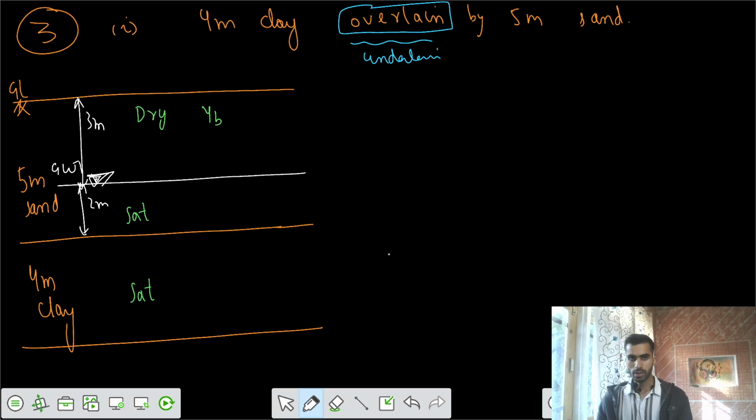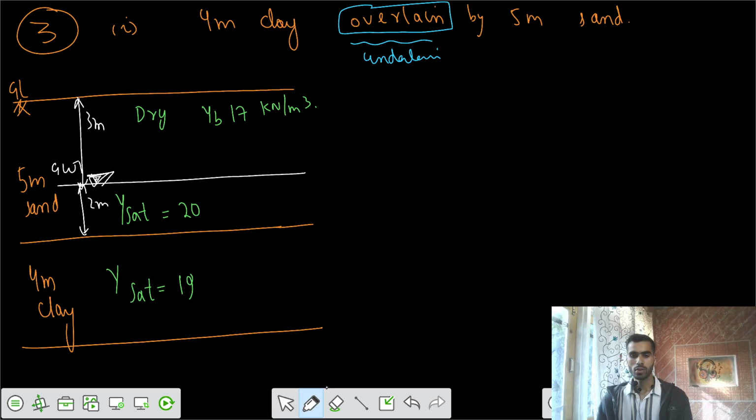For the sand, I can write gamma dry or gamma bulk, so it doesn't matter. Let's say the bulk unit weight is given as 17 kilonewton per meter cube. We can also think of it as gamma dry. And gamma sat for your sand is equal to 20, and gamma sat for the clay is equal to 19 kilonewton per meter cube. So this is the stuff we need.